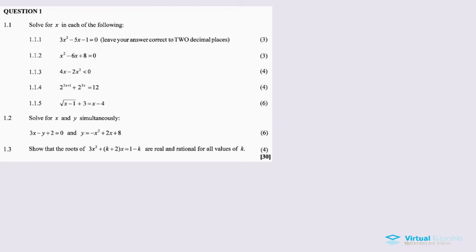Okay, now in this video we are discussing question 1. Question 1 is all about equations. We are solving for x, right? This is a 3-part question, 1.1, 1.2, and 1.3, for a total of 30 marks.